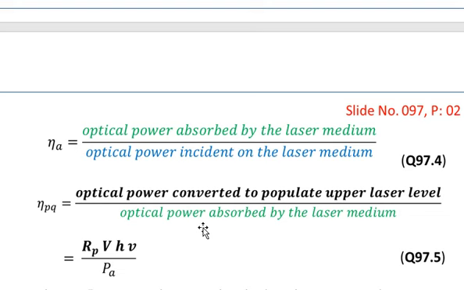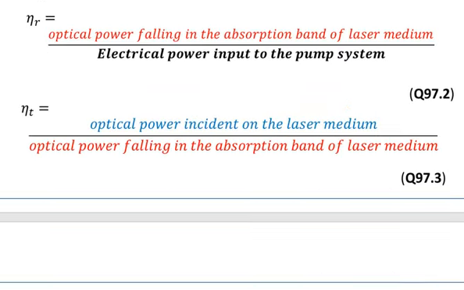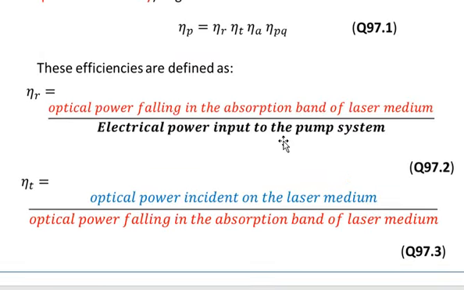Then what shall survive? All the quantities will be cancelled except the quantity shown in bold, the optical power converted to populate the upper laser level. So this will survive and form the numerator in the final expression. Another quantity that will survive is the denominator of eta R, which is the electrical power input to the pump system. So this will survive as the denominator in the final expression.